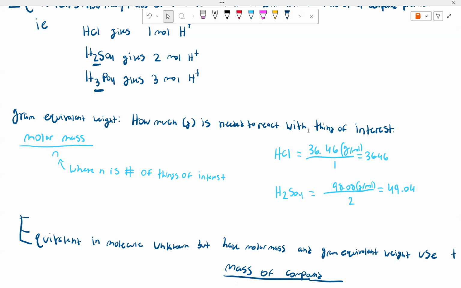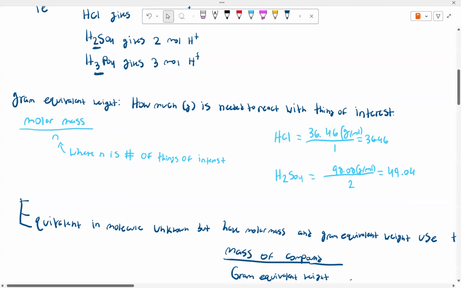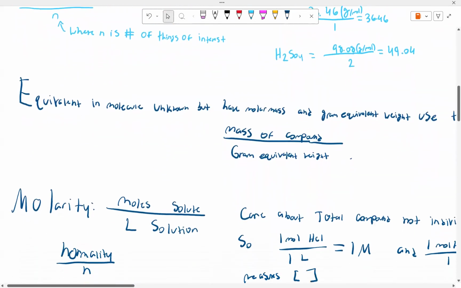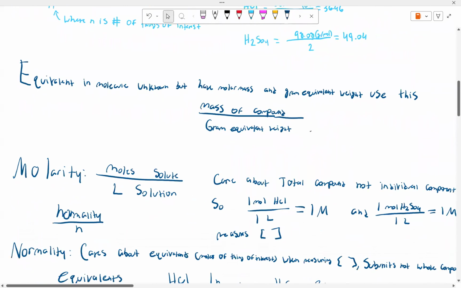That's how many grams of that compound you'll need in order to produce that thing of interest. For H2SO4, if you add up everything in that molecule, the hydrogen, sulfur, and oxygen, you'll get 98.08 grams per mole. You divide it by 2 because we're interested in having 2 protons, and that'll give you 49.04. That's how many grams you'll need to react for that thing of interest.